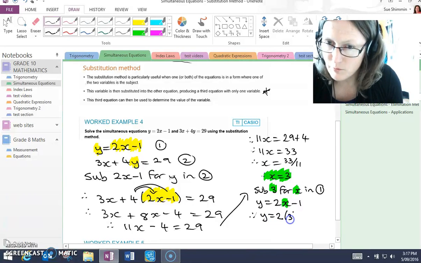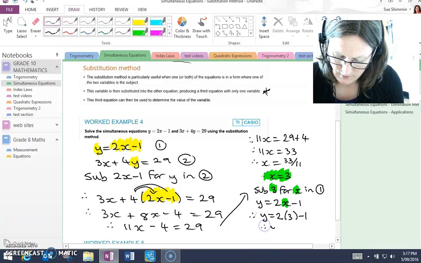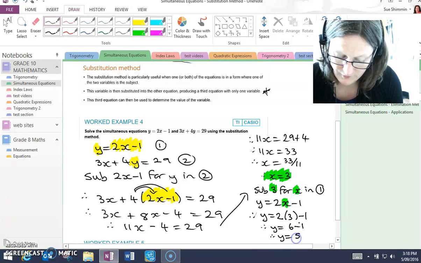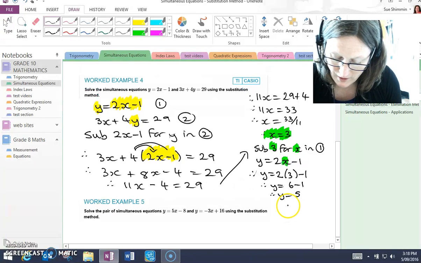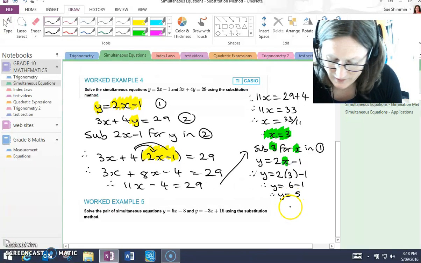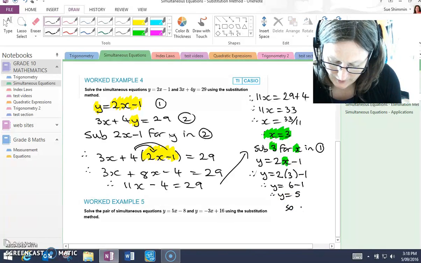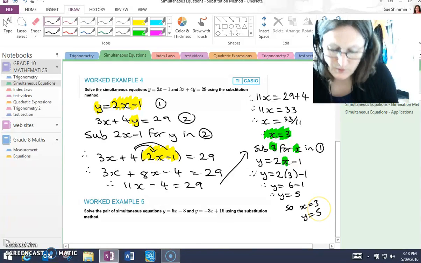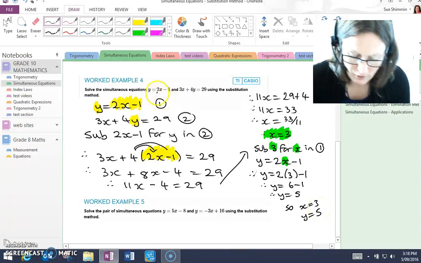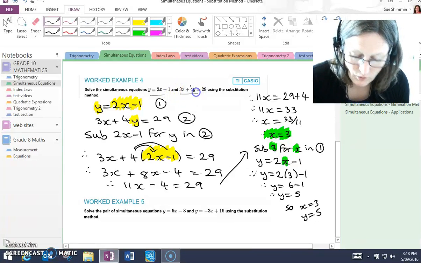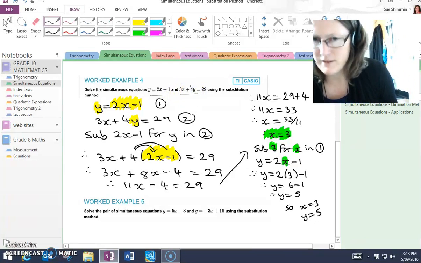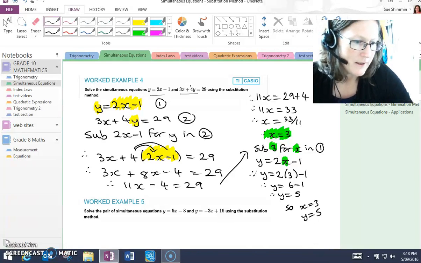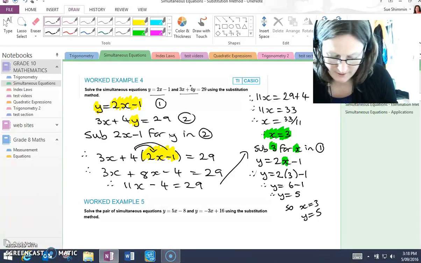I'm not going to put x, I'm going to put 3. So y is equal to 6 minus 1. So y is equal to 5. So to solve this, we must write: so, or the answer is, x is 3, y equals 5. In other words, those two equations cross if they were graphed when x is 3 and y is 5. Alright, let's look at another worked example.